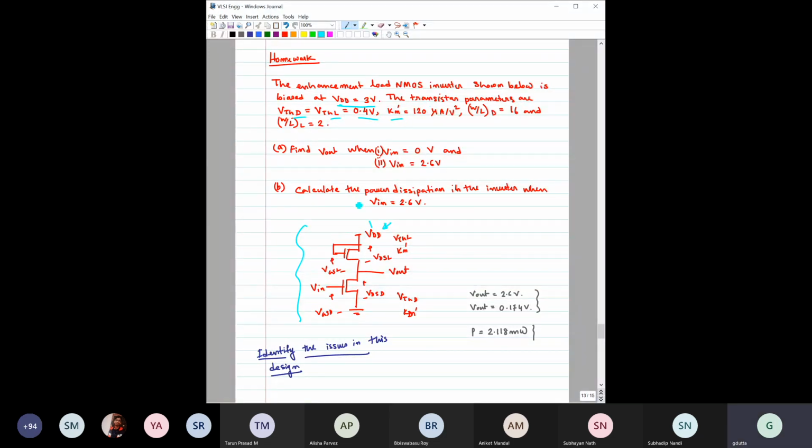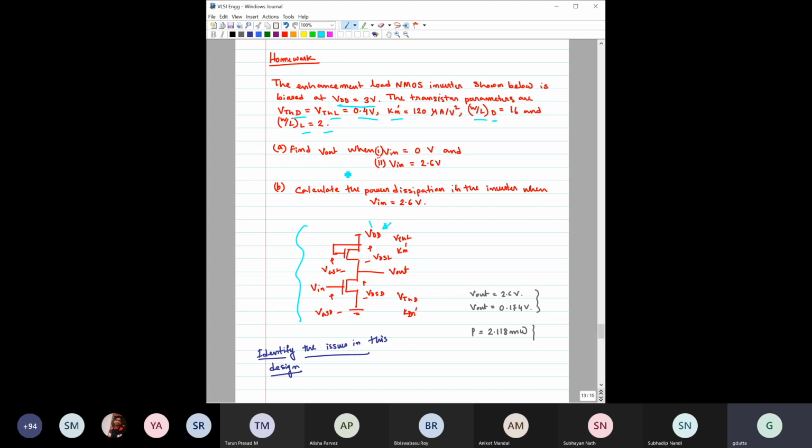Kn dash value is common for both the transistors. W by L ratio for this driver is 16 given. For the load, it is given as 2. So their W by L ratios are different. When the W by L ratio becomes different, their driving capability is also different, right? Because ID is proportional to W by L. So please do remember that.